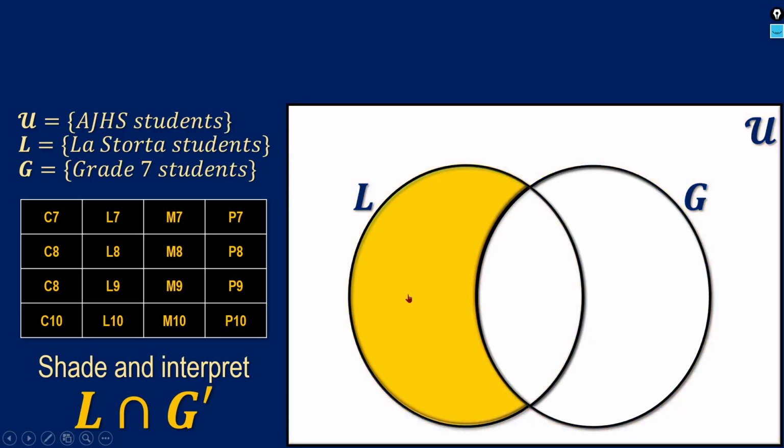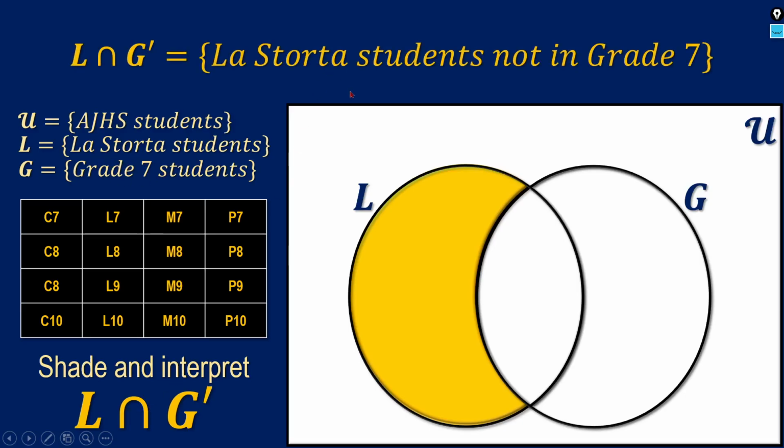What do they have in common? Correct. Ito lang. Diba? And how is that interpreted? Look at the symbols here. L is Las Torta students. And yung intersection, G prime is non-grade 7 students. So we're looking for Las Torta students who are not in grade 7. Tama? At sino-sino ang mga sections sa kabilang dyan? Las Torta pero hindi grade 7. Si L8, L9, L10. Correct? Correct. Okay, good. Dali lang, di ba?